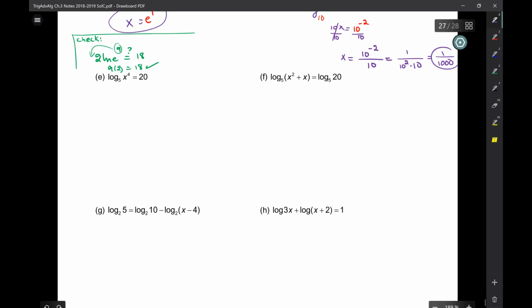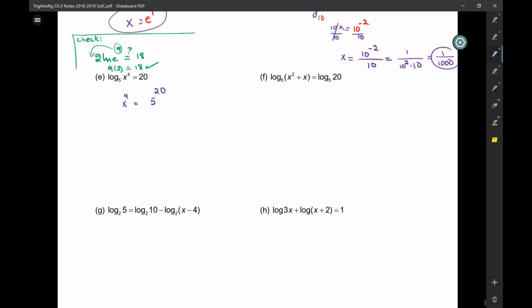Logarithm on one side, so we have to do base and exponent. Where is the exponent here? 20. The exponent is 20, and the base is 5. So x to the 4 is equal to 5 to the 20. Now I need to solve for x. What am I going to do? Do the root thing of 4.